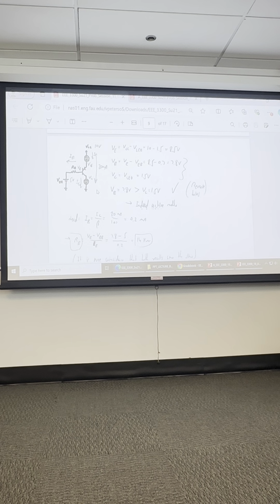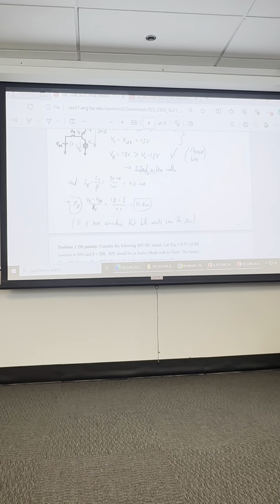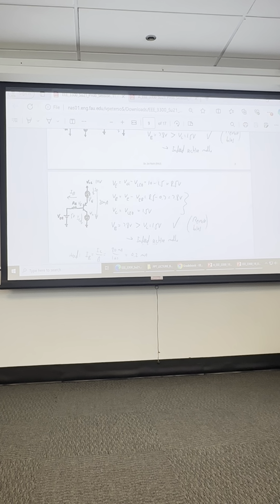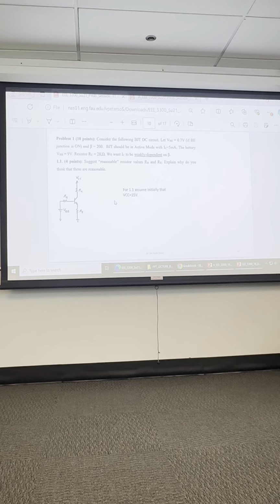Notes here, even though the math for the PNP is different, it's coincident that both results are the same. They should be the same, because we assume that the PN junction, PNP, is 0.7.